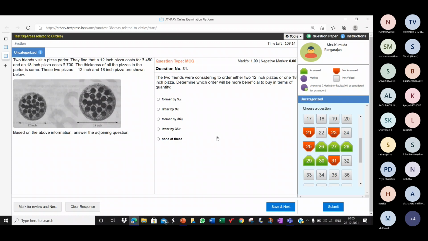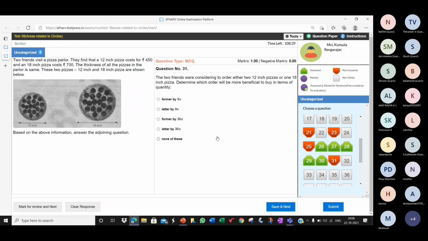It will be 288 pi. Yeah, two 12-inch pizzas you will get by mistake. If you take 12 as a radius, you will get 288 pi. And what will be the area of one 18-inch pizza? 324 pi. Then what is the difference? 36 pi. Then by mistake you would say latter by 36 pi, that the second one will have more area by 36 pi.